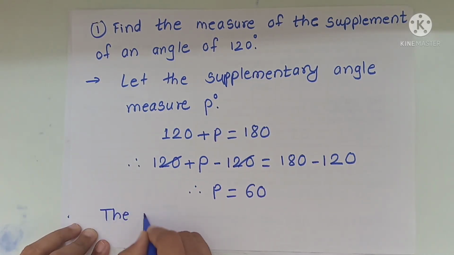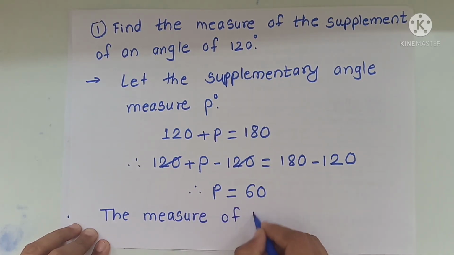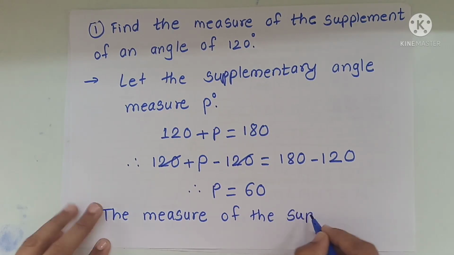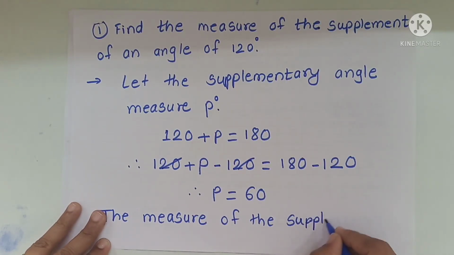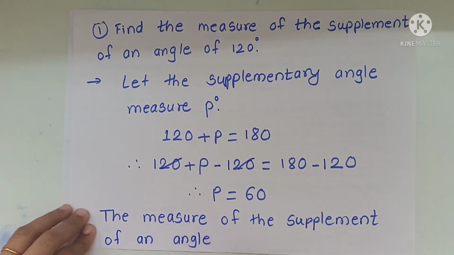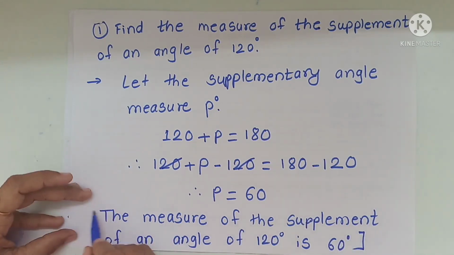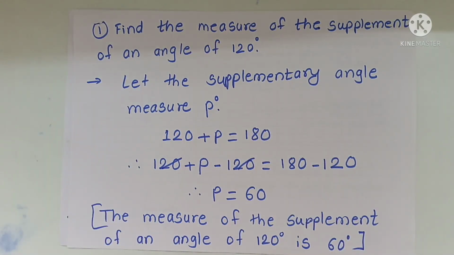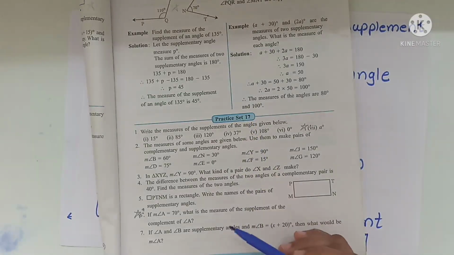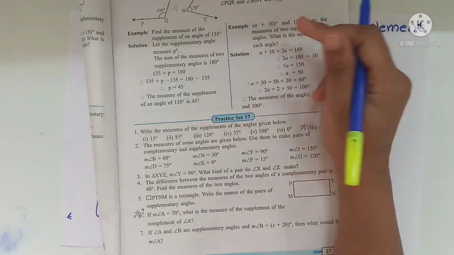So the measure of the supplement of an angle of 120 degree is 60 degree. Now you have to solve practice set 17 in this way. This practice set is based on supplementary angles.